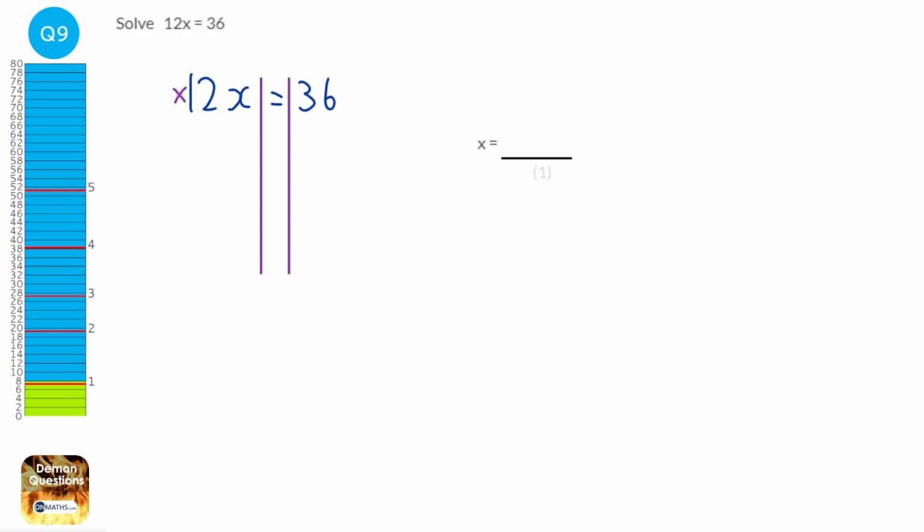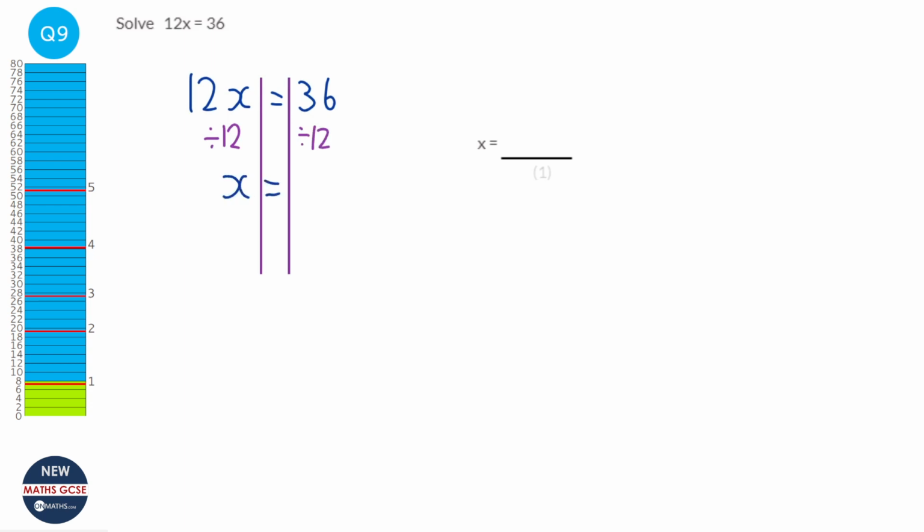So we need to do the opposite of that to get rid of it. What is the opposite of times 12? Divided by 12. Now these lines show us we've got to do the same to the left and right. So if I divide the left hand side by 12, I have to divide the right hand side by 12. So on the left hand side we just have the x, which is what we want.